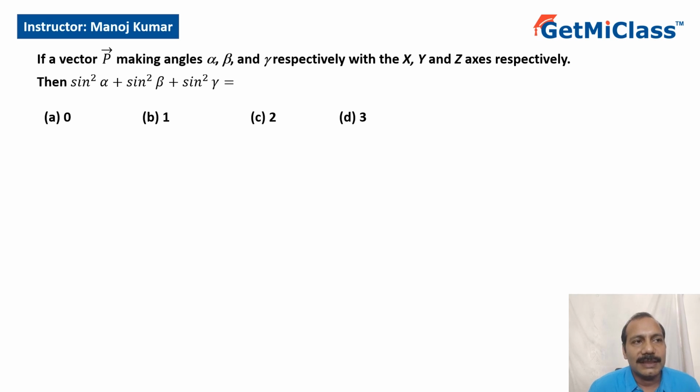This question says, if a vector P is making angles alpha, beta and gamma respectively with the x, y and z axes respectively, then sine square alpha plus sine square beta plus sine square gamma is. So we have a vector. It's a little three-dimensional. Let's say I'll try to draw it like this.